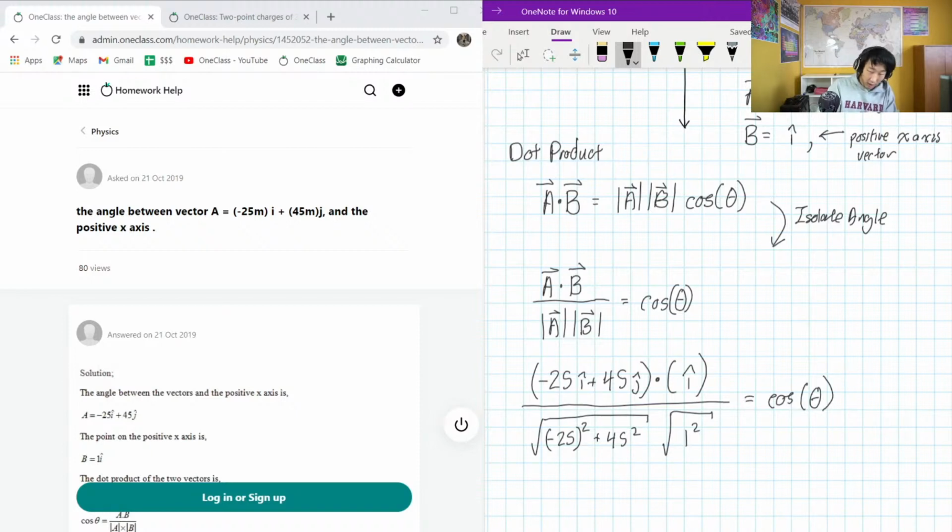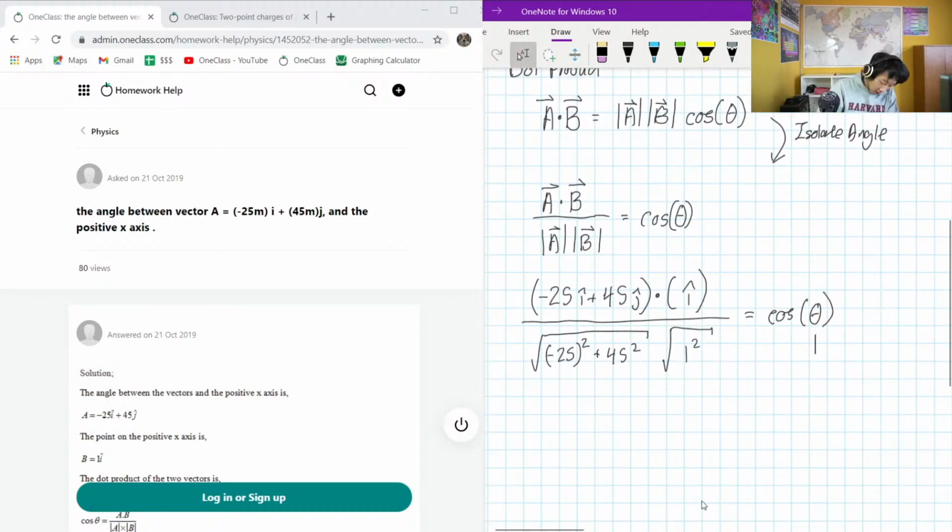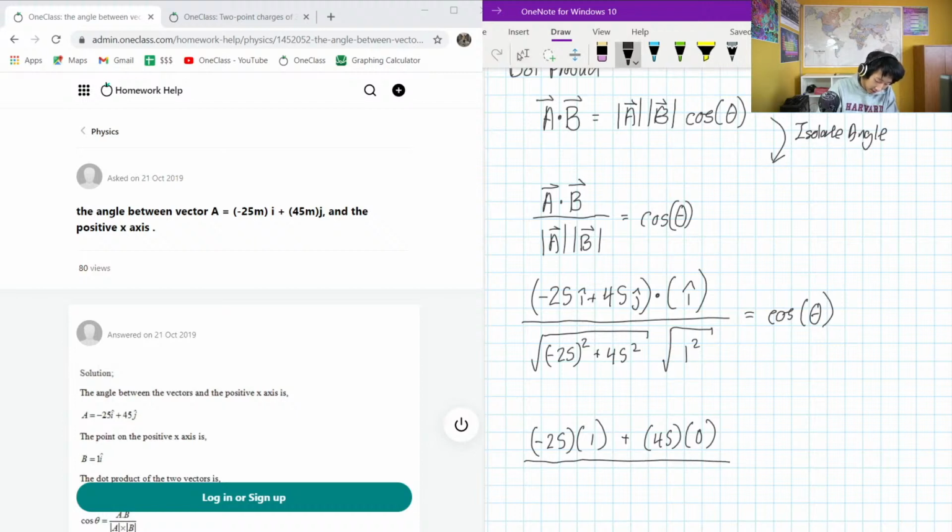Okay, so carrying on with this calculation, on the top we'll have negative 25 multiplied by 1 plus 45 multiplied by 0. Right, that's the dot product on the top. On the bottom, we will have 25 squared is 625, I believe, plus 45 squared.